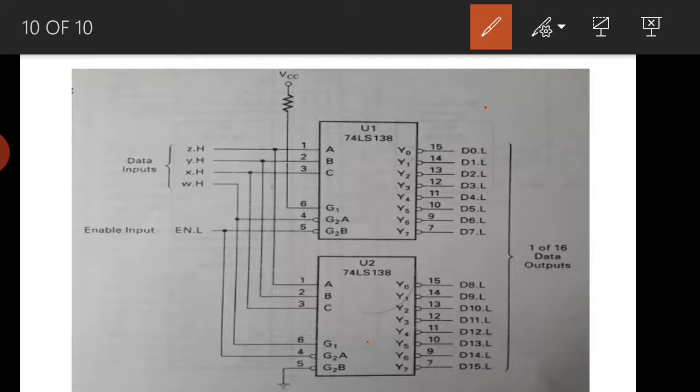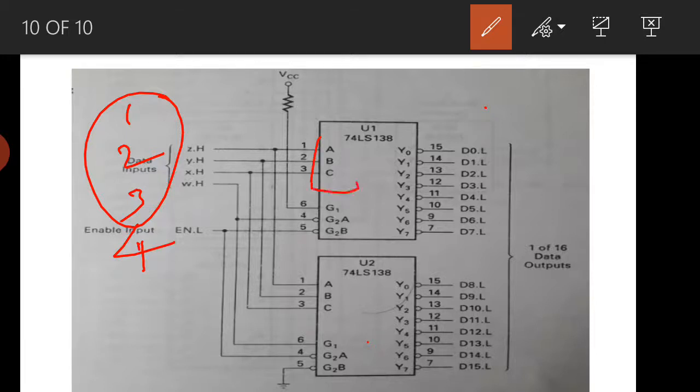So here, these are 4 inputs: 1, 2, 3, 4 inputs. Of these 4 inputs, the first 3 inputs, that is A, B, C, are connected to both the decoders, ABC and ABC. You can see here they are tapped and connected. So these 3 inputs are connected to both the decoders.